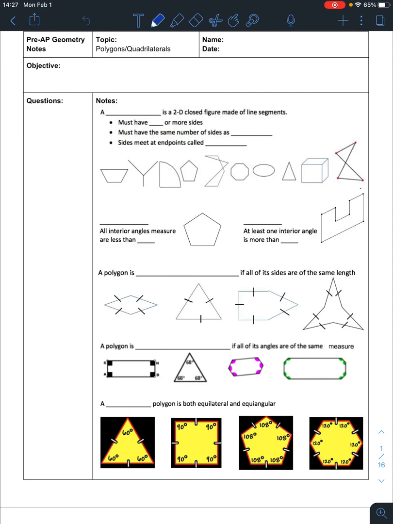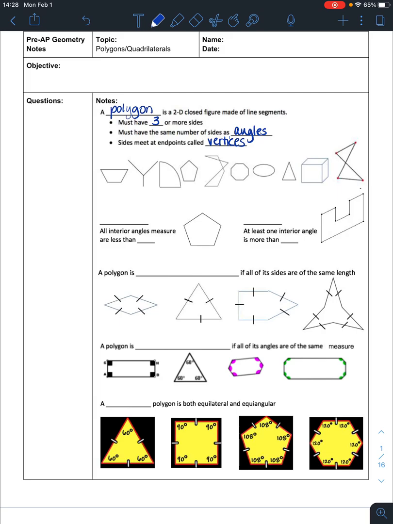So the first thing that we need to discuss is what is a polygon. So a polygon is a two-dimensional closed figure made up of line segments. Closed means it's a closed shape. You can't pour water in it, if you want to look at it like that. And it doesn't overlap. It must have 3 or more sides. That's the only way you can have a closed figure. It has to have the same number of sides as it has angles. And then the sides have to meet at endpoints that are called vertices.